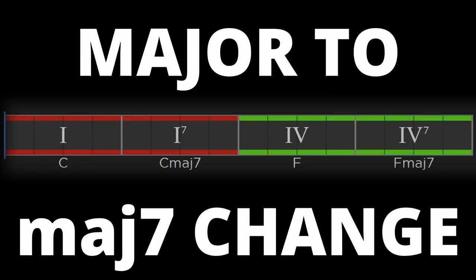Another simple way to use major seventh chords is to go from the standard major version to the major seventh. This can create interest, and in this example gives the 1 to 4 change a feeling of 4 different chords.